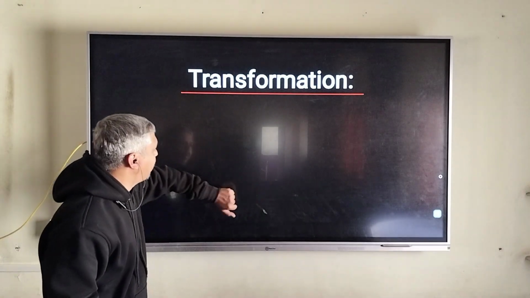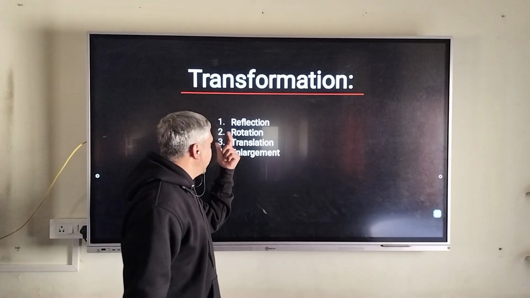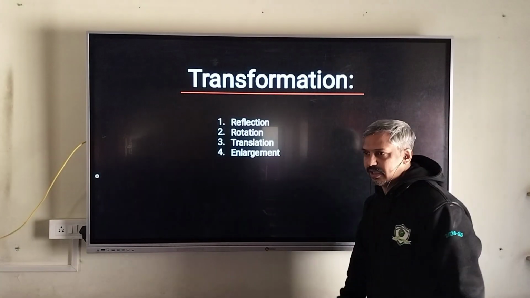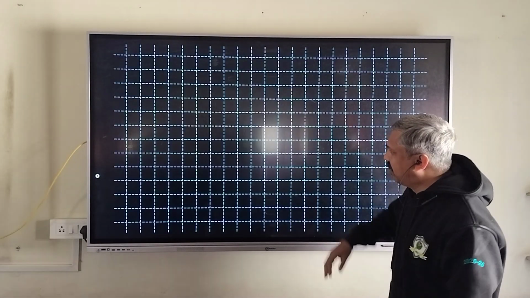There are four kinds of transformation that we'll study. One is reflection, second is rotation, the third one is translation, and the fourth one is enlargement. What is reflection? Let's see this.